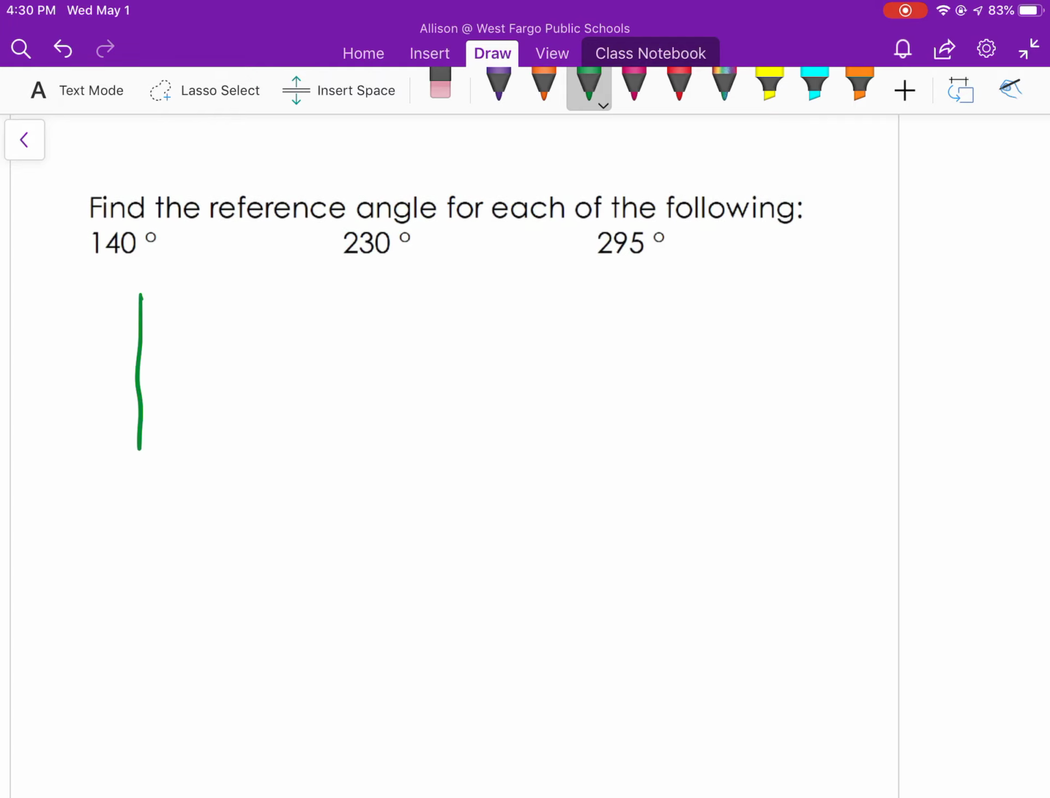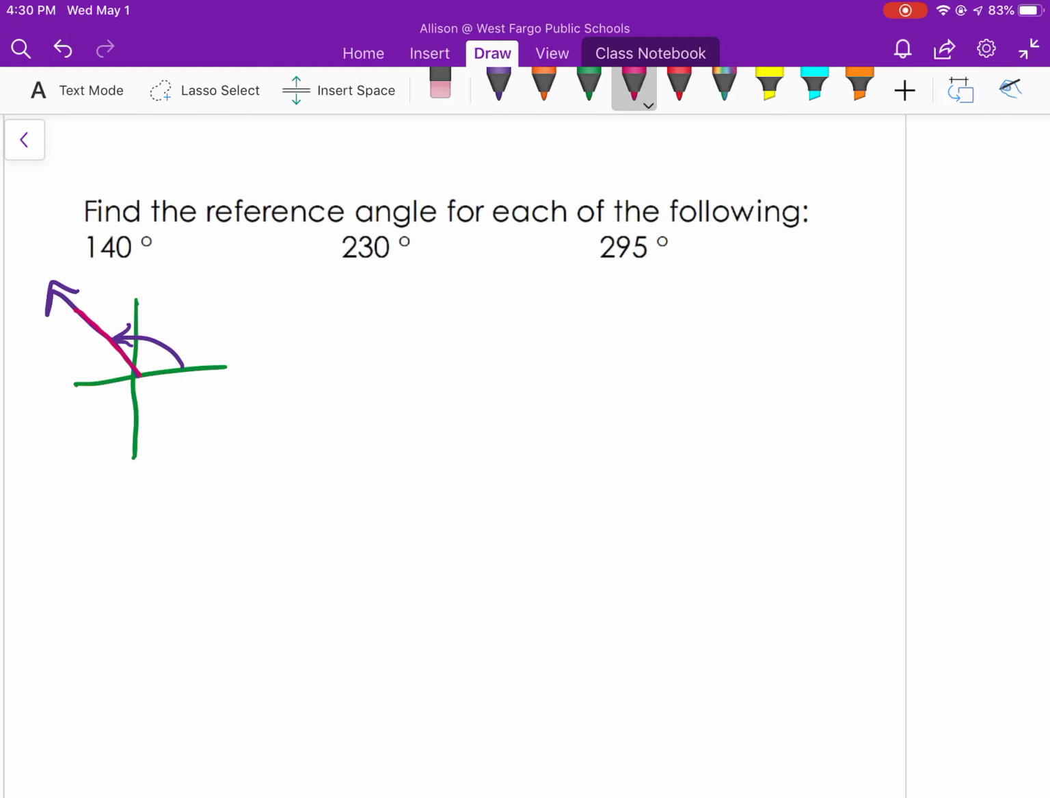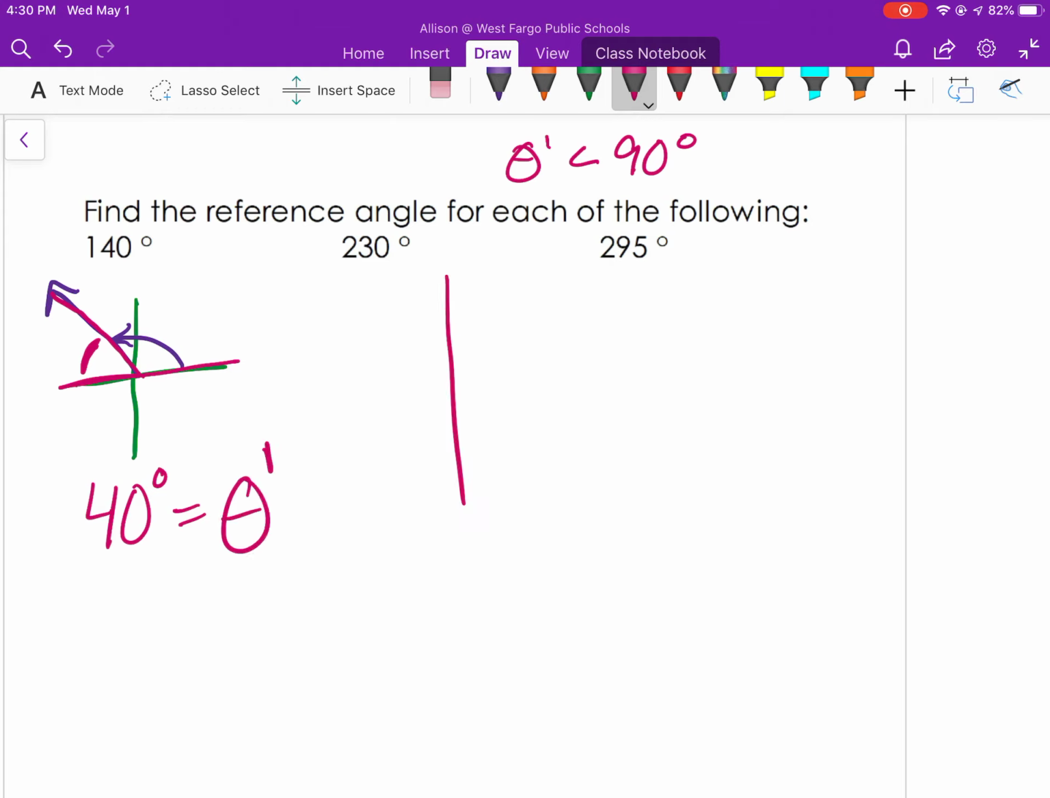Find the reference angle. So first, draw the angle. 140 is right about here. It's positive, so you're going counterclockwise. And the reference angle is always with the x-axis, so it's between the terminal side and the x-axis. So that makes this angle right here. And it's got to be acute too, so the reference angle is always less than 90 degrees. So this whole line here makes 180. So 140 plus 40 more degrees would be the reference angle. And we use theta with the apostrophe to mark that.